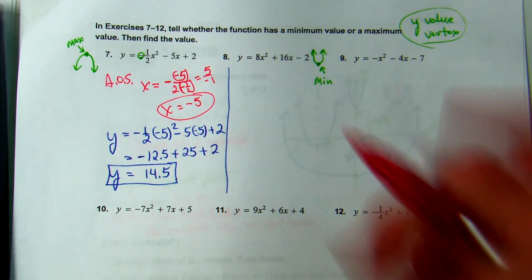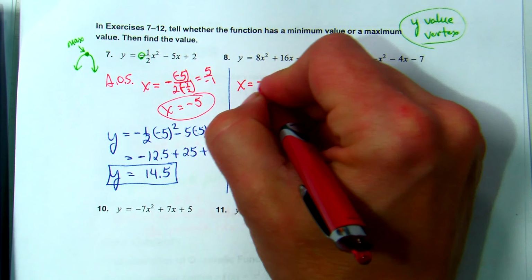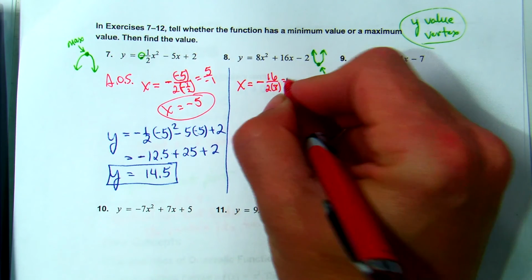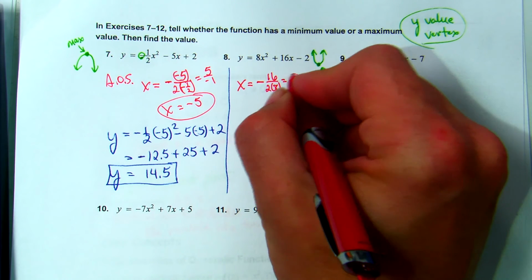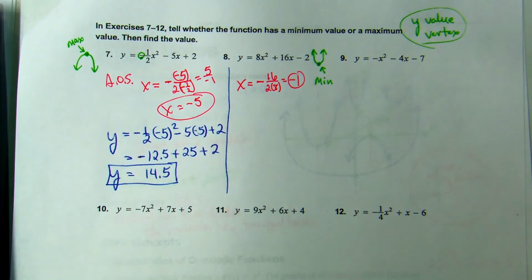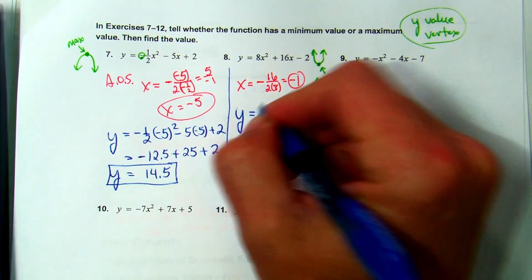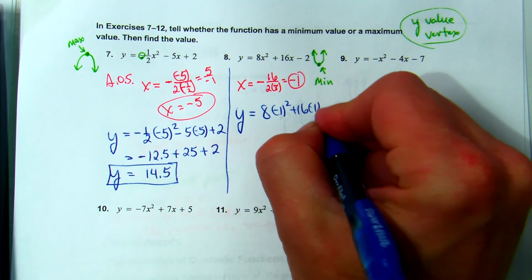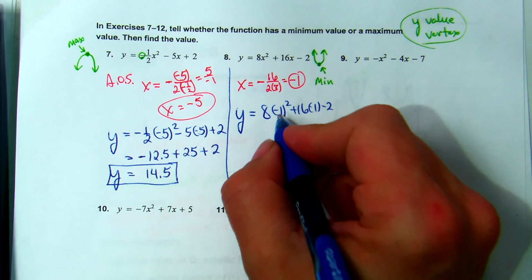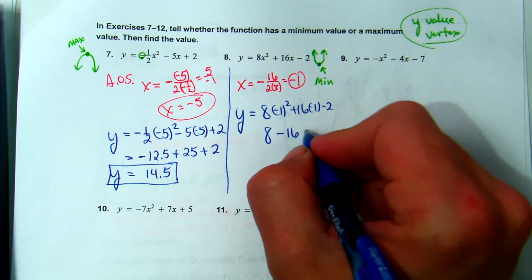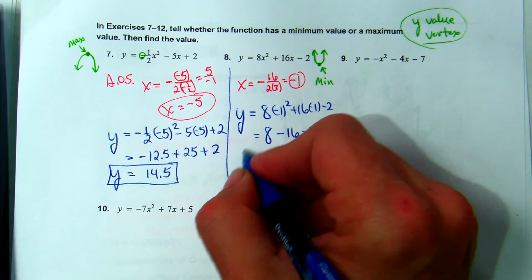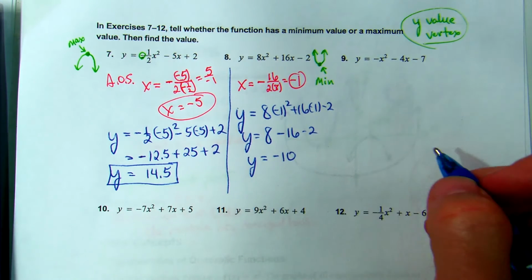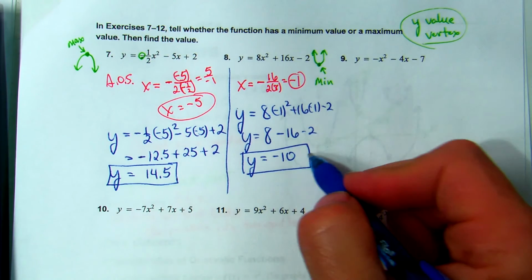All right, so finding our axis of symmetry, x is going to equal negative 16 over 2 times 8. Well, that is simply negative 16 over 16, or negative 1. We'll plug that into the original equation to give us our y value. Y is going to equal 8 times negative 1 squared plus 16 times negative 1 minus 2. So I'm going to have an 8, negative 16, negative 2. When we do our math here, y is going to equal negative 10. So it's a minimum, and it's at negative 10.